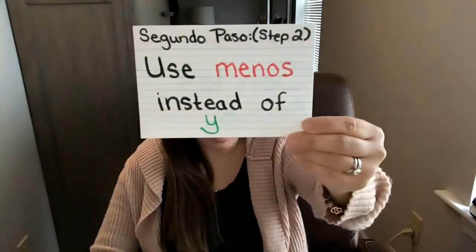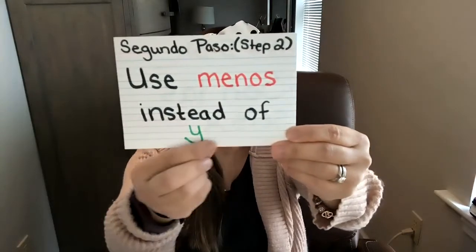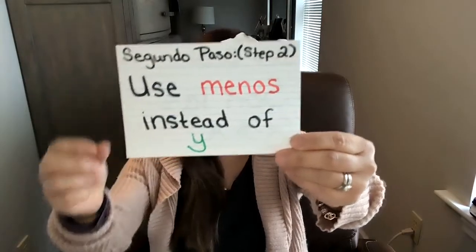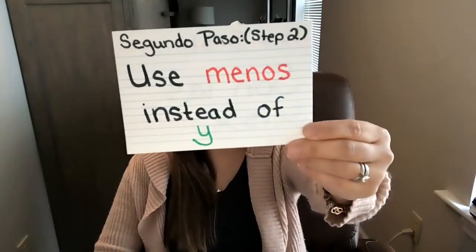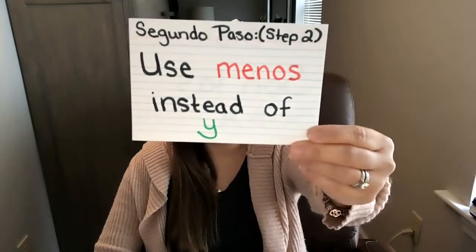Segundo paso. You need to remember that we're doing negativa. So instead of using E for adding minutes, we're subtracting. So use menos instead of E.